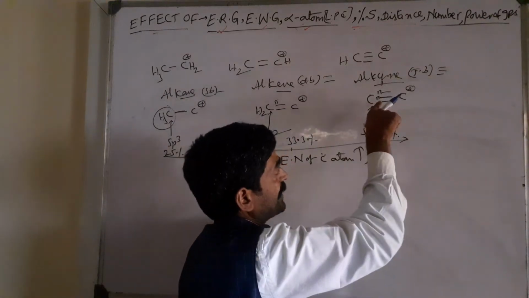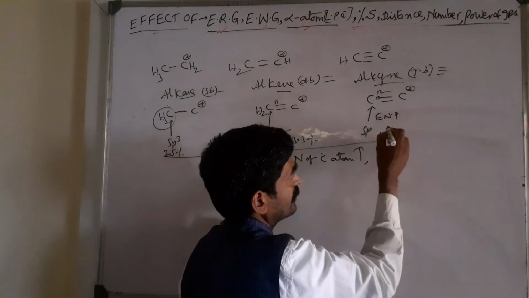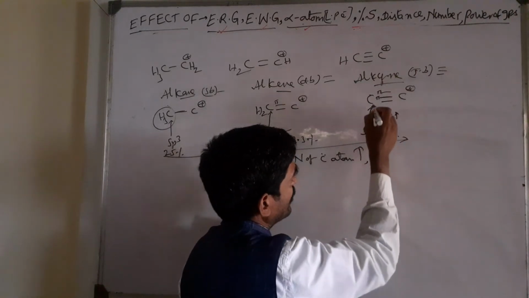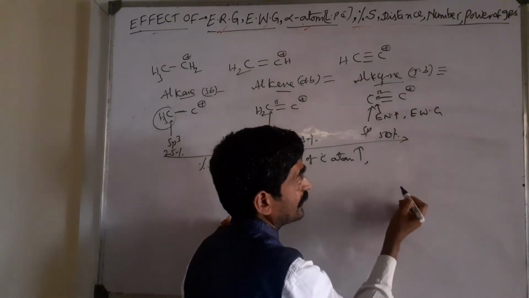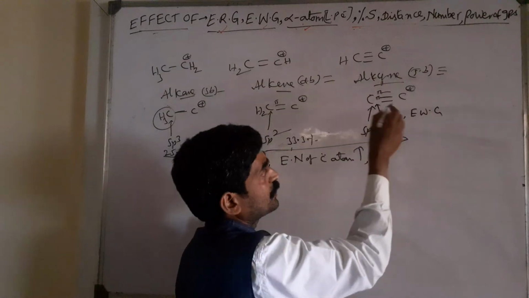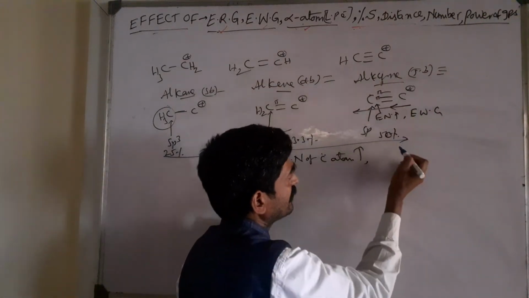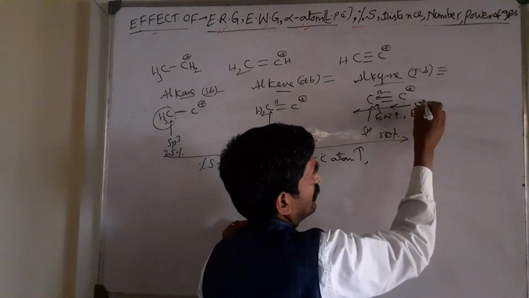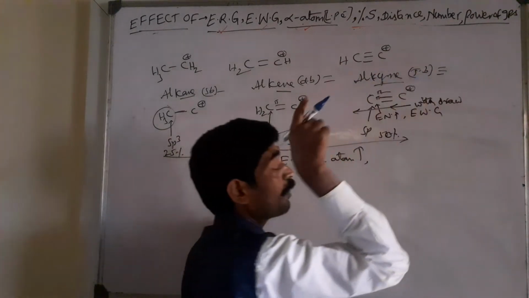If it is more electronegative, then it behaves as an electron withdrawing group. This carbon is more electronegative, so it behaves as an electron withdrawing group. Already the carbon is positively charged, and again it is withdrawing. When it withdraws electrons from that, it becomes more unstable.